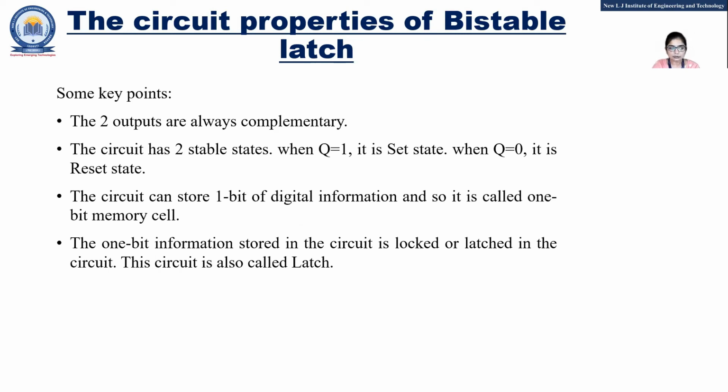The circuit can store 1 bit of digital information at a time. And so it is called a 1-bit memory cell. Because at the output we are getting Q and Q dash, Q will be the 1-bit memory. The 1-bit information stored in the circuit is locked or latched in the circuit. The circuit is also known as a latch. At a time it will store or latch 1 bit of data. That's why the name is latch.